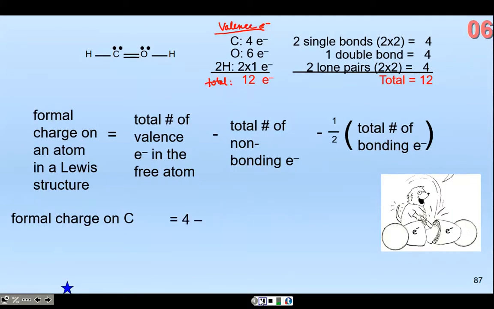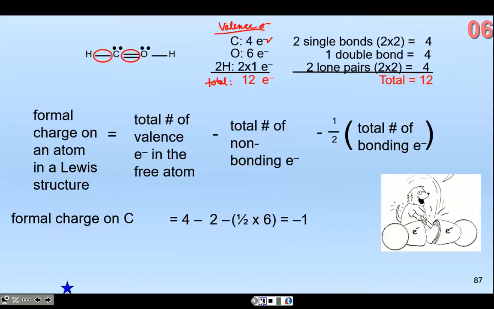So for carbon, its total number of valence electrons that it always has is going to be 4. And so we start there, and we subtract from it the number of non-bonding electrons here, which is 2. And we will note that those are shown on top in this diagram. And then subtract from that half of the bonding electrons around the carbon. Well, the bonding electrons around carbon are 6 because there's 3 bonds, and half of 6 is 3. If you can do the math, it's a formal charge of -1.